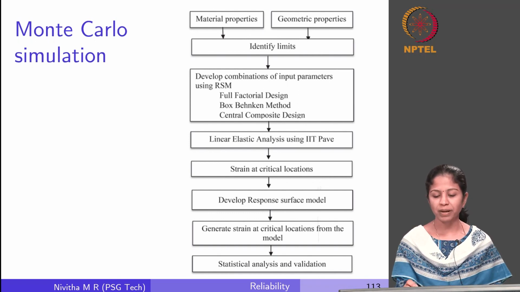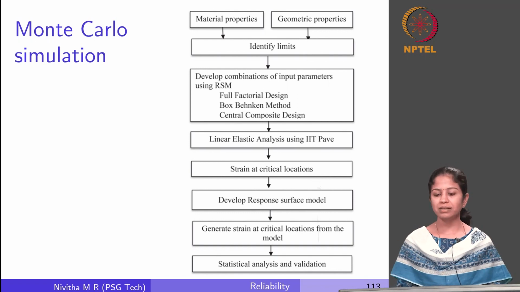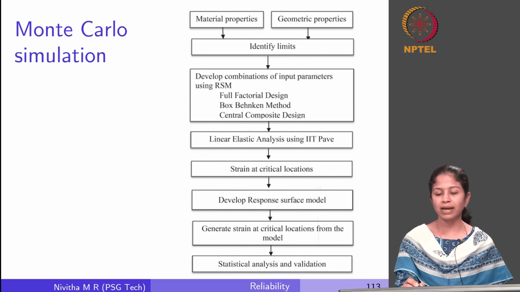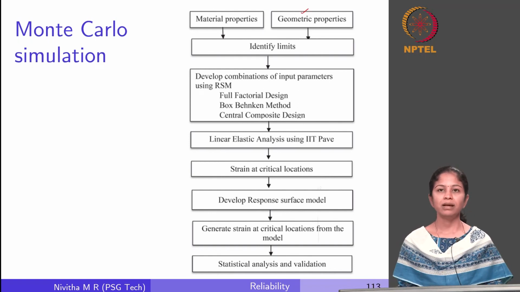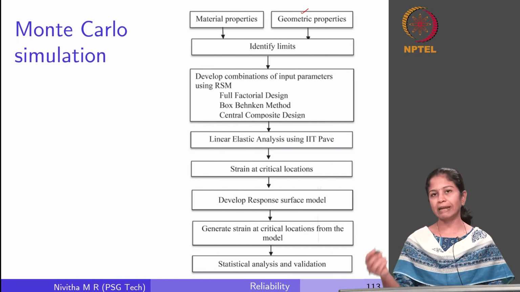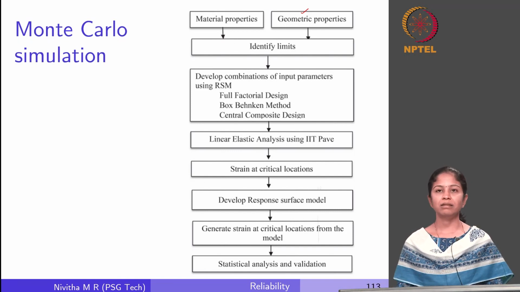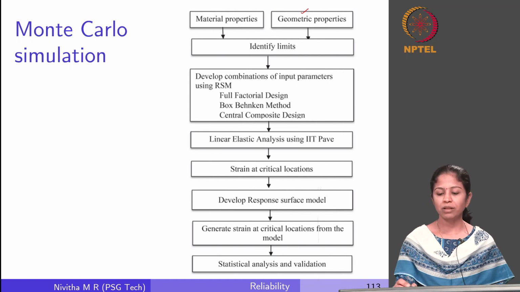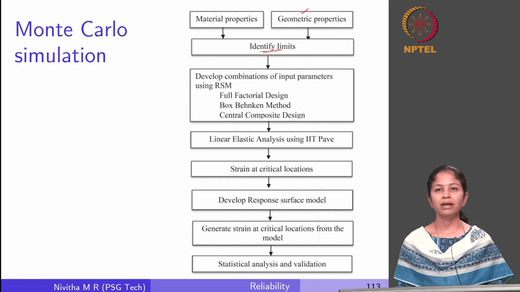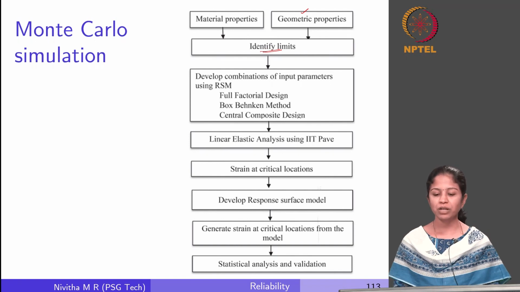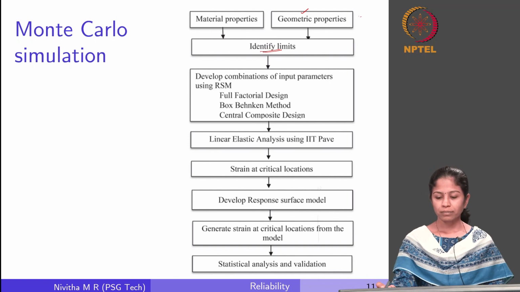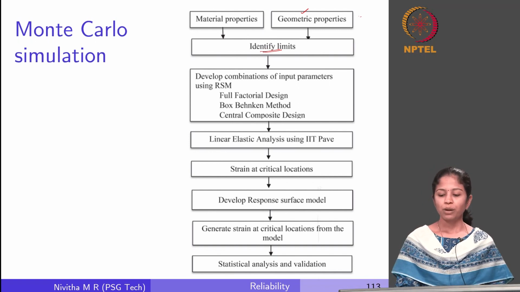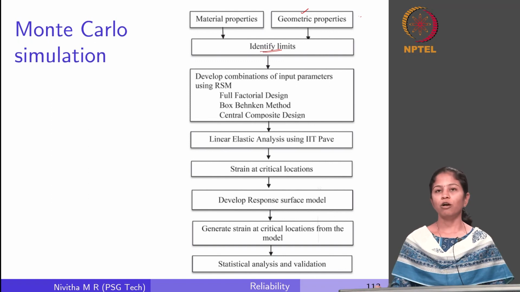We have material properties and we have geometric properties. We decide what is the modulus of each layer that we will be using, and we also arrive at the thickness, the type of layer that is to be used and the thickness of individual layers. So, based on these two inputs we identify the limits. What is the range over which the modulus can vary, what is the range over which the thickness can vary. So, using all of it we use a design of experiments approach to obtain the combinations.